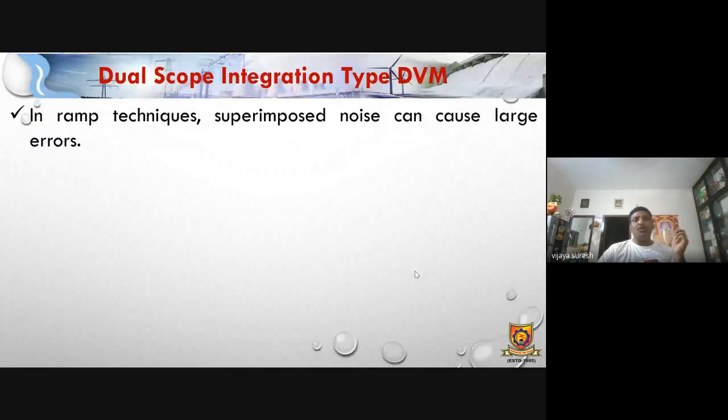Now we'll go for the dual slope integrating type digital voltmeter. Here we are going to use two ramp signals instead of a single ramp signal. In the earlier case, we might have used either a positive ramp or a negative ramp, nothing but a linearly increasing ramp or a linearly decreasing ramp, like this. Let us say the dotted line is the unknown voltage. The solid line is the ramp signal, either an increasing ramp, or here a decreasing ramp.